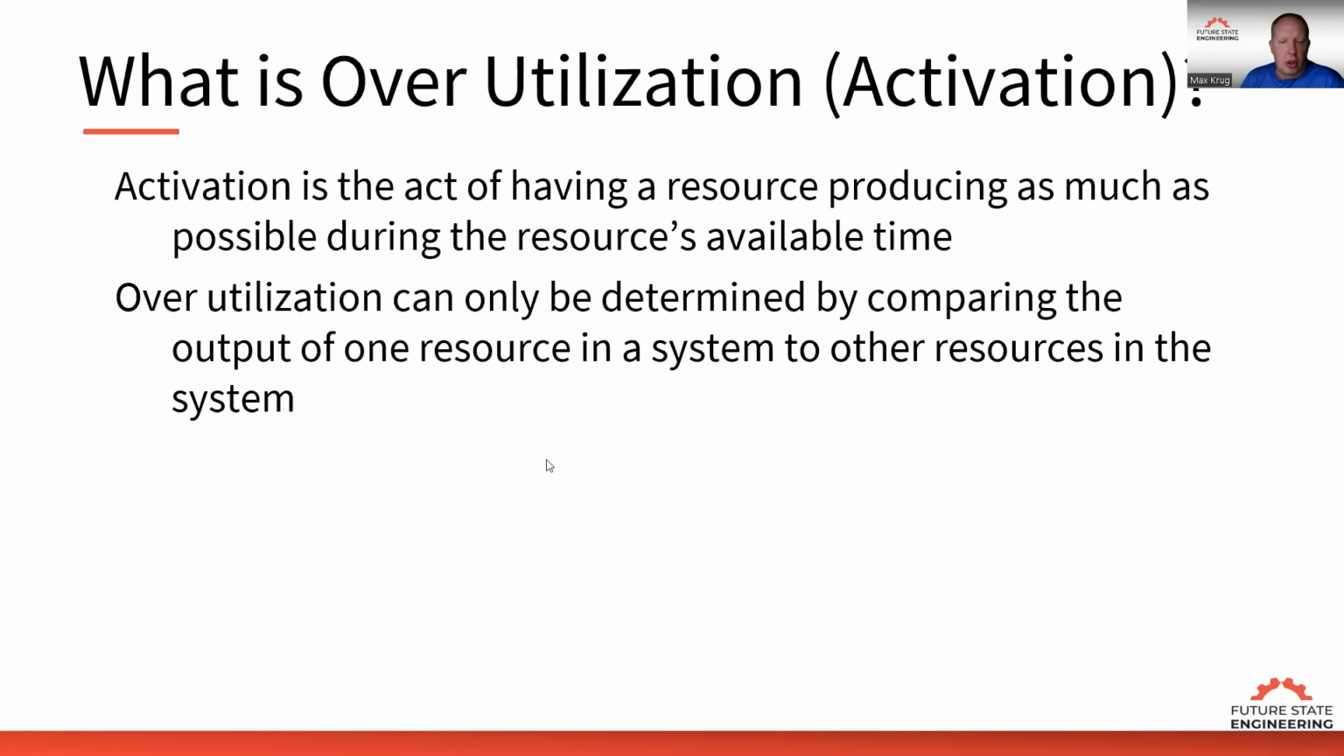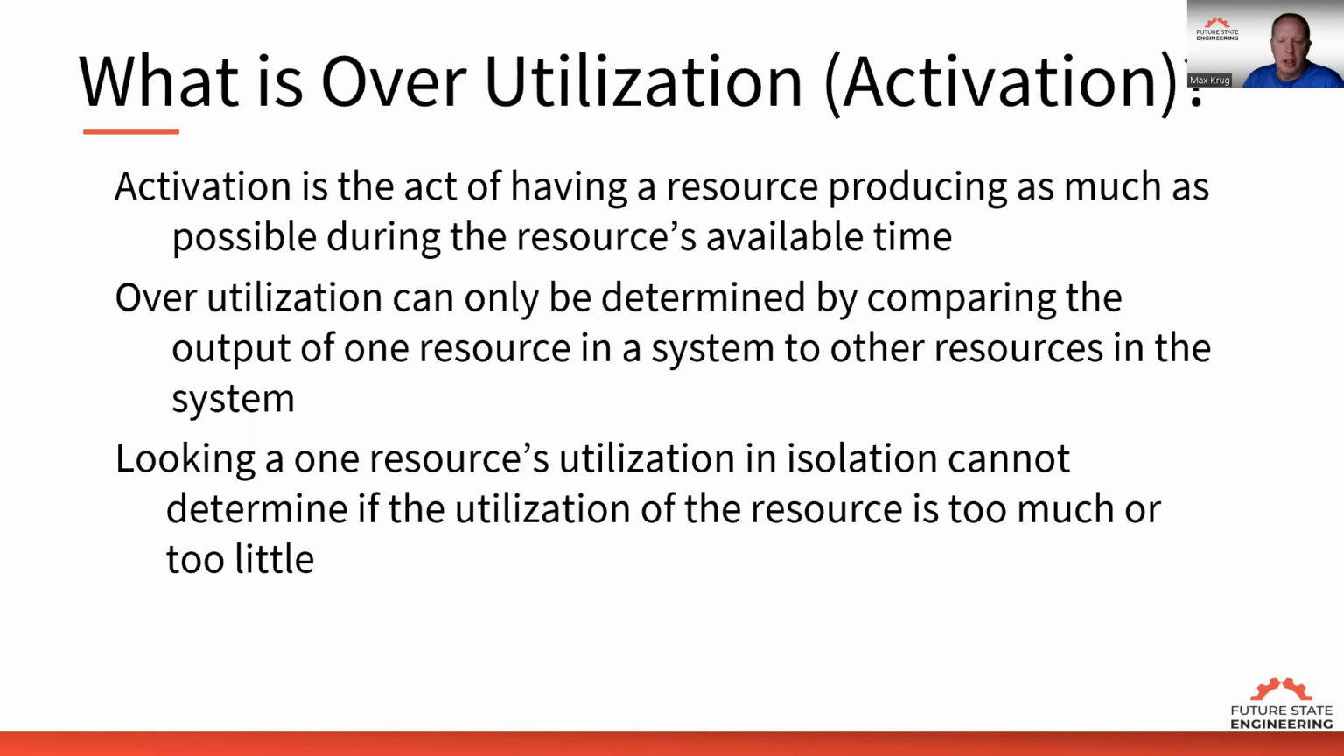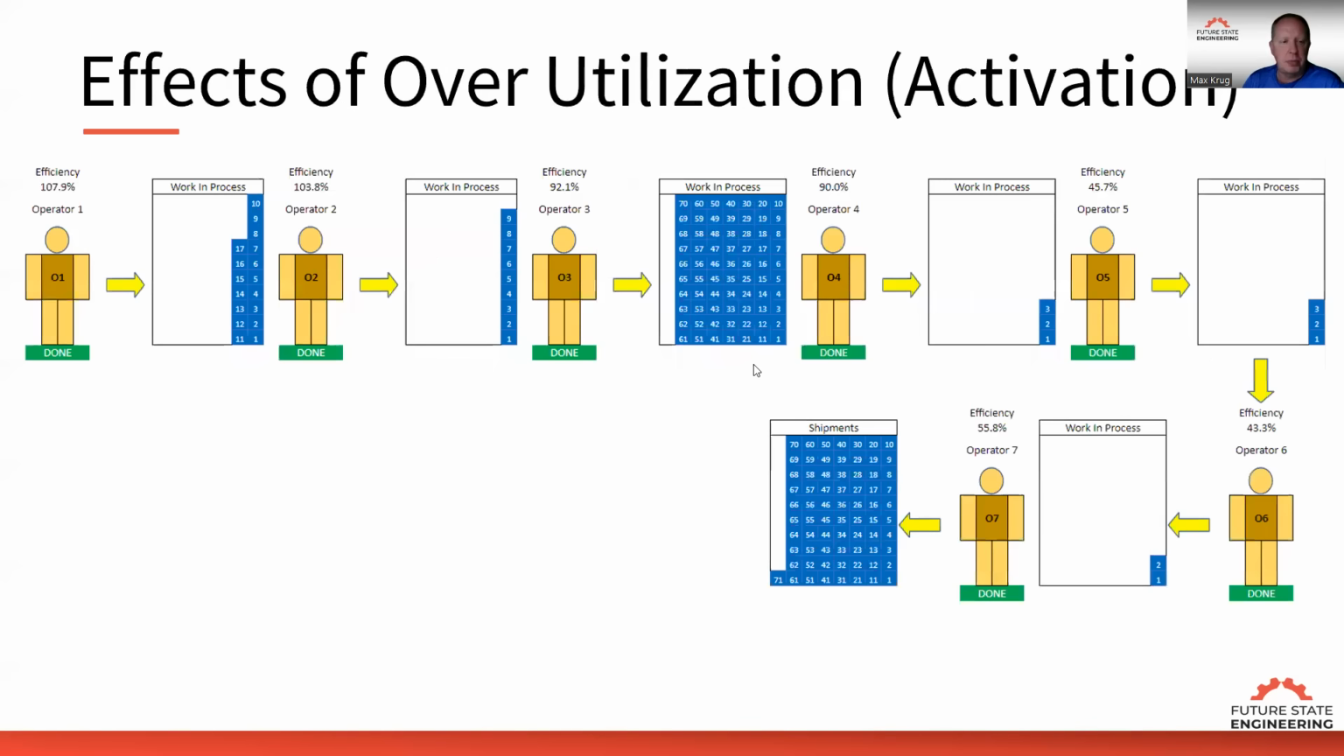But overutilization can only be determined by comparing the output of one resource in the system to other resources in the system. If we look at one resource in isolation, we can't determine if overutilization or activation is happening, because looking at that one resource, we say, okay, 8 hours, we're activated 8 hours. Are we overutilized or not? We don't know until we compare that resource's utilization to the other resources in the system. Only by doing that can we determine whether overutilization is happening, which we call activation.